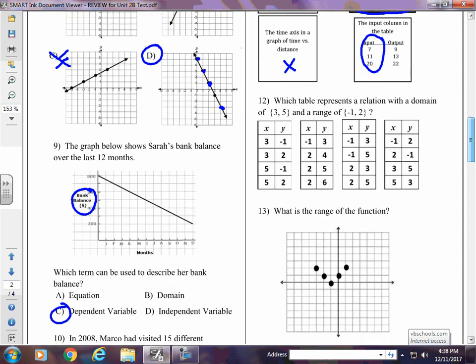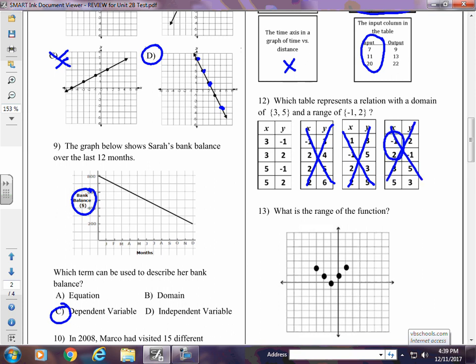For number 12, we want to figure out which table has a domain of 3 and 5 and a range of -1 and 2. So looking for a domain of 3 and 5, that means in the x column, all you see are 3s and 5s. Well, if I look at the first table, I see 3 and 5. If I look in the second table, I don't see any 3s and 5s, so I can cross that one out. If I go to the third table, no 3s and 5s for x. That's out. And if I go to the last table, I see a 3 and a 5, but I also see a -1 and a 2.